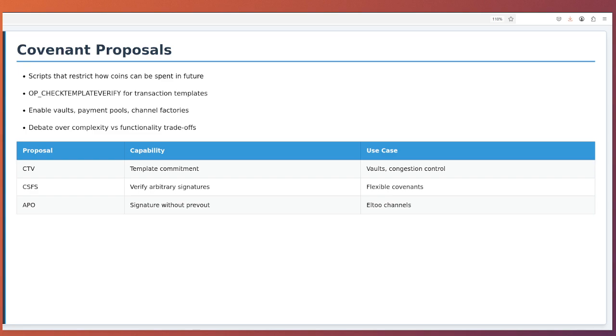Vaults where coins can only be spent through a specific withdrawal process with time delays for security. Payment pools where groups of users share UTXOs efficiently. And non-interactive channel creation for Lightning Network.